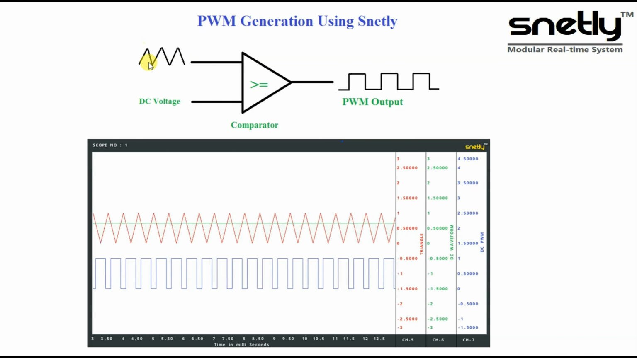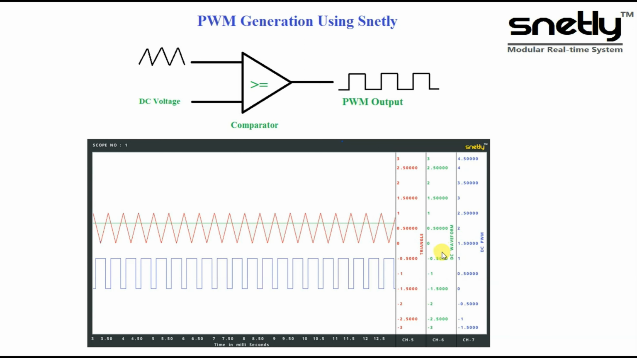For the triangle, we need to assign a minimum and maximum value plus the triangle frequency. Similarly for the DC voltage, you have to give your voltage level. Here is the graphical representation to view the waveform logic clearly. It is taken from the Snetly report desk. About the report desk, we will discuss in further videos.